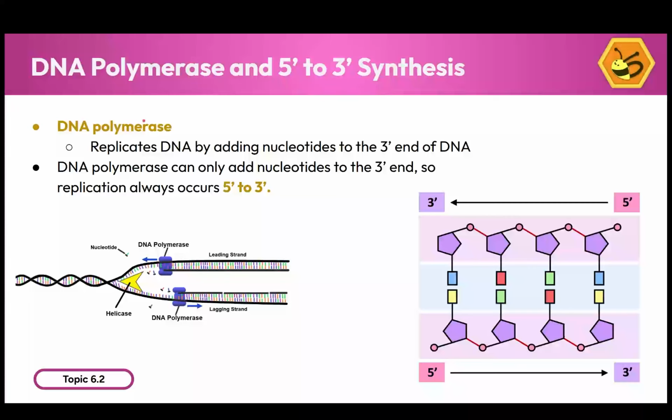DNA polymerase and the 5' to 3' synthesis. DNA polymerase is the enzyme that builds new DNA strands. It can only add nucleotides to the 3' end of a growing DNA strand, which means replication always occurs 5' to 3'. I'll talk about what exactly 5' to 3' is on the next slide. Someone was asking about primers earlier. DNA polymerase starts replication based on primers, and the primers are just RNA. You don't need to know much about RNA primers. I looked at the CED, and all you need to know is that they signal the start of DNA replication. That's all you need to know about them.